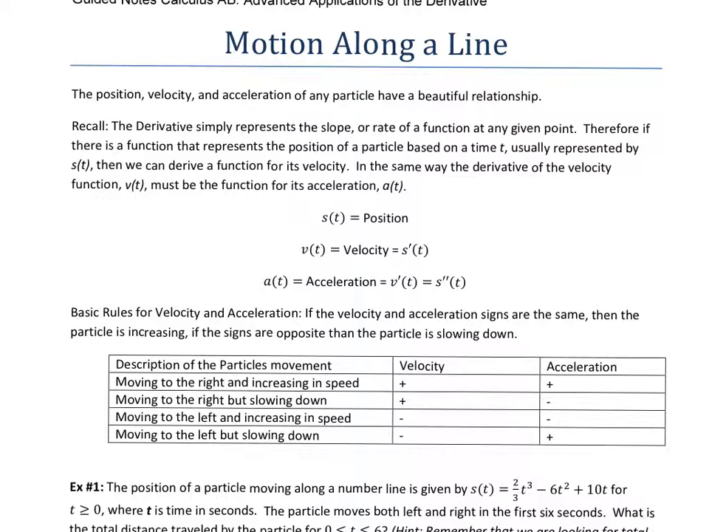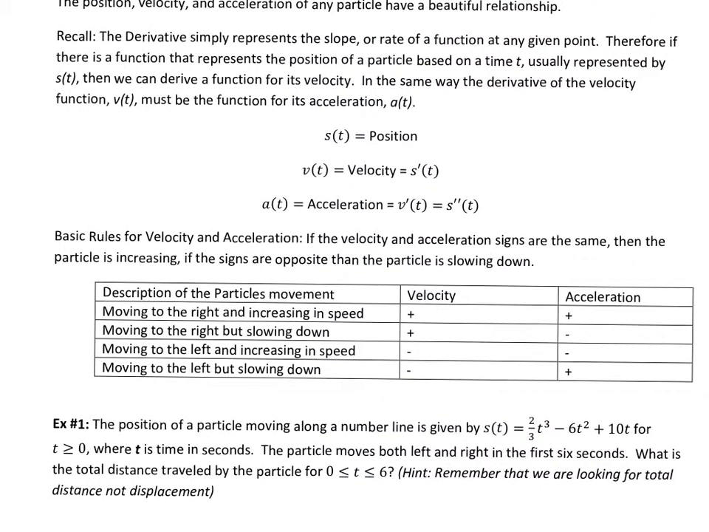And in the same way, its acceleration would be a derivative of velocity. And so they have this beautiful relationship that if you have a position function, the derivative would be the velocity, and the derivative of velocity would be the acceleration. And we have some basic rules for how these things relate to each other. Just something you kind of have to memorize here eventually, but some basic rules for velocity and acceleration.